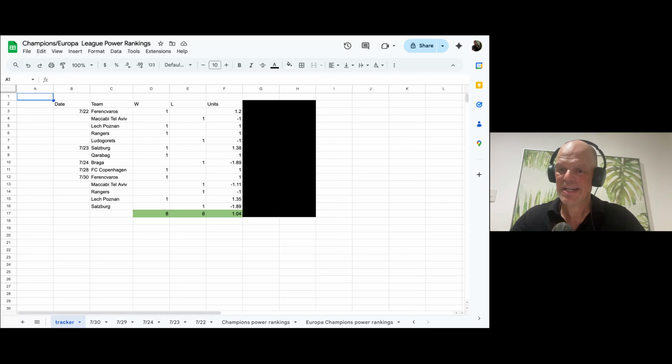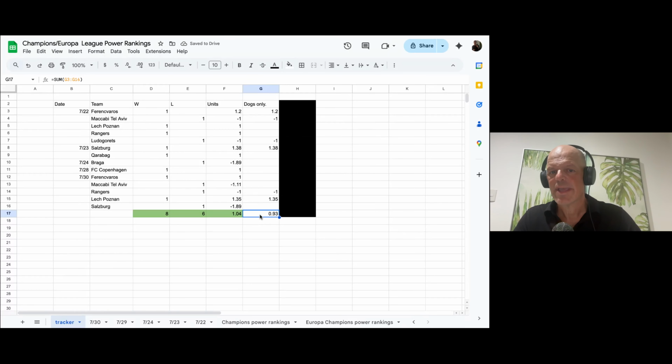So the same concept would apply. We're going to play A teams playing against the D teams and vice versa. So let's see what would happen if we just play dogs. We're able to, profit-wise, turn about the same 0.93 units, but our ROI is going to increase significantly.